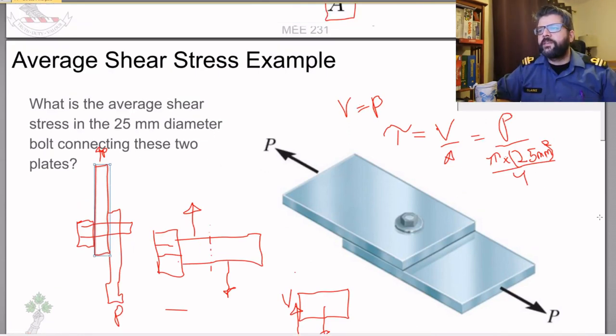So yeah, that is that. And I just move the 4 over to the top, I guess, for P over pi times 25 by 25, which is 625 millimeters squared. That's good enough.